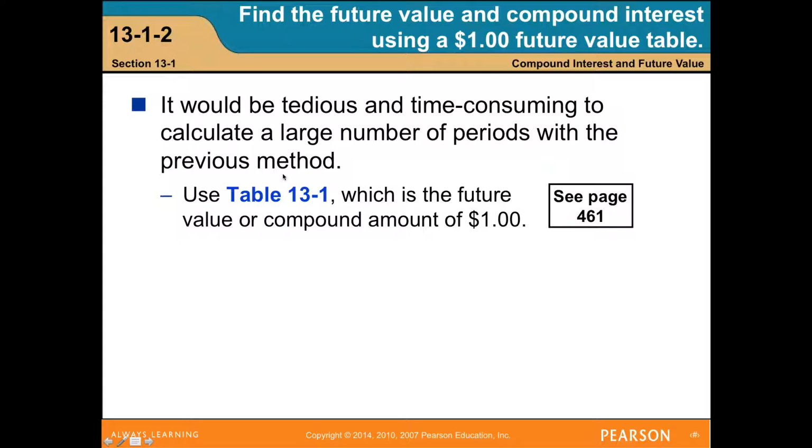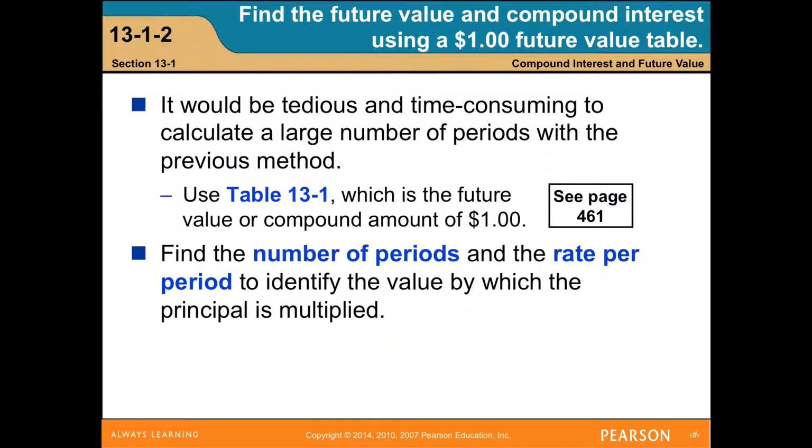So you can use Table 13-1 in your book, which is the future value or compound amount of $1, on page 461. Find the number of periods and the rate per period to identify the value by which the principal is multiplied. And by the way, if you don't have the hard copy of the book, you can always go on MyMathLab and see the Chapter 13 book there.